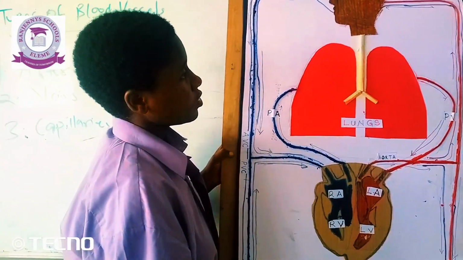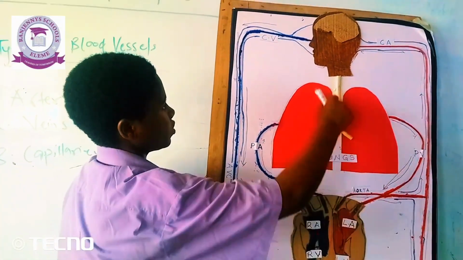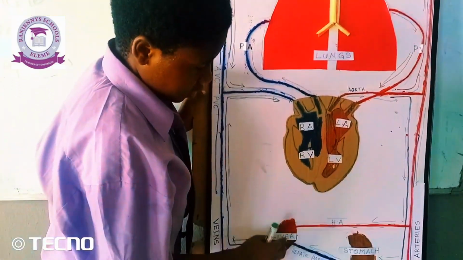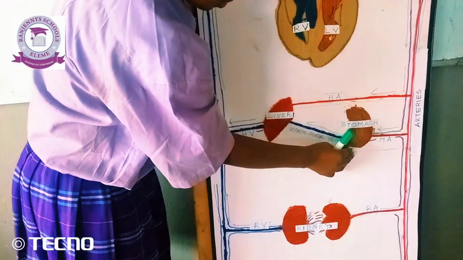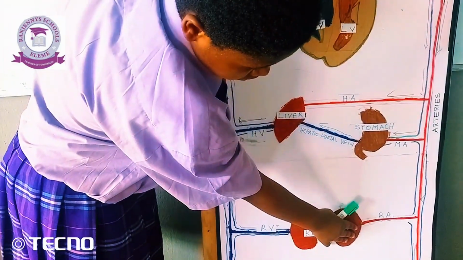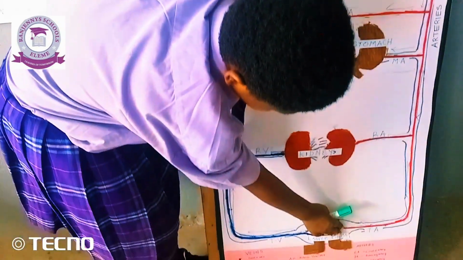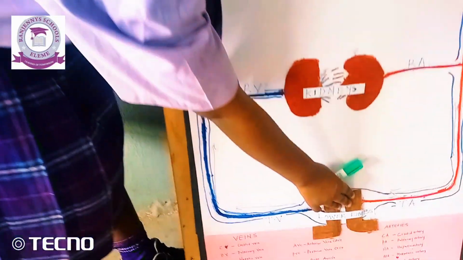The artery that takes blood to the brain is called the carotid artery. The artery that takes blood to the liver is called the hepatic artery, which takes blood to the intestine. Renal artery, which takes blood to the kidneys. And we have the tibial artery, which takes blood to the lower limbs.